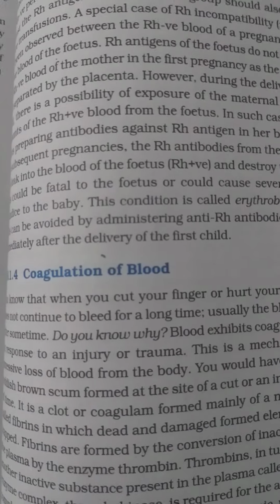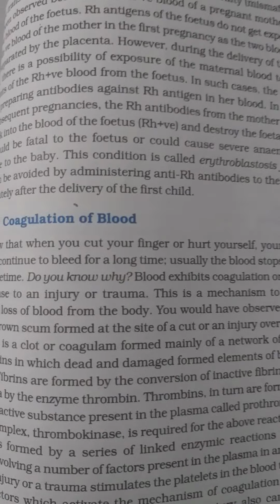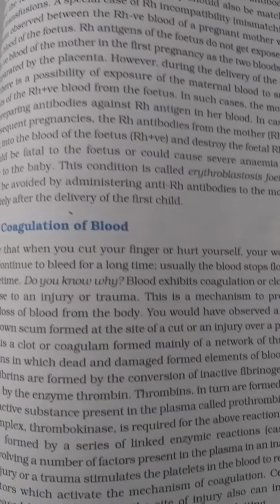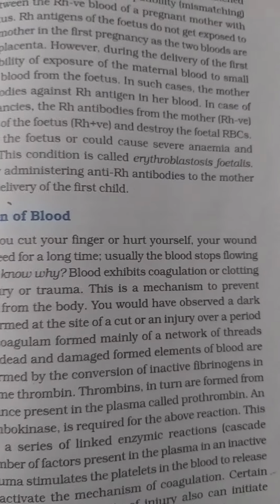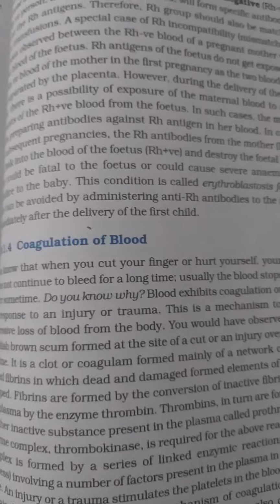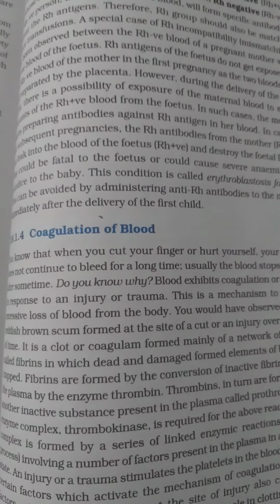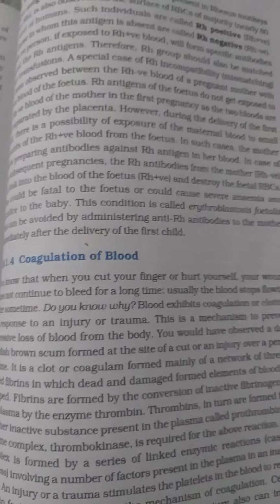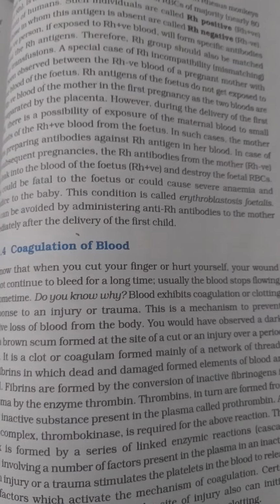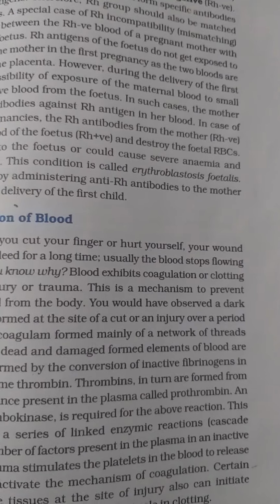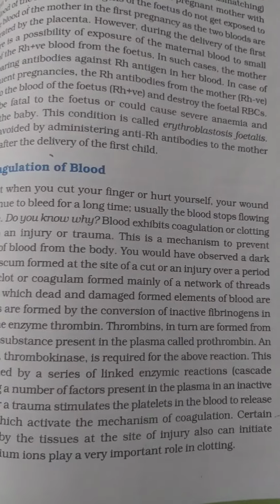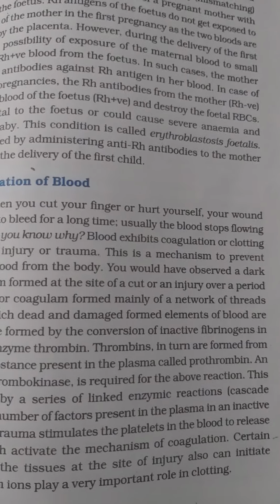Now, the next topic is the coagulation of blood. We know we have thrombocytes, and the protein present is fibrinogen. There is an enzyme known as thrombin, and another one is calcium. Calcium and prothrombin give you thrombin, and this thrombin plus fibrinogen gives you the clot. After the blood clot, the liquid that passes out is known as plasma.